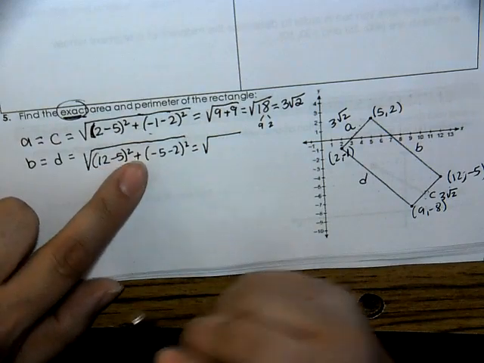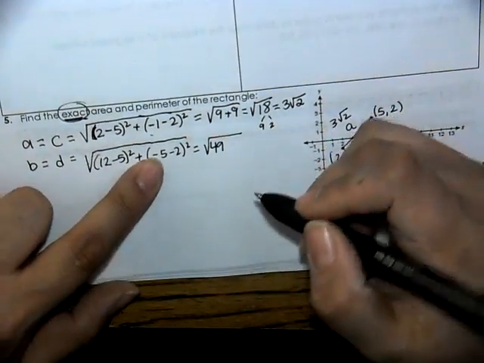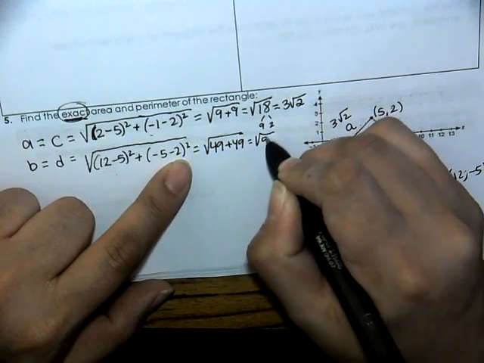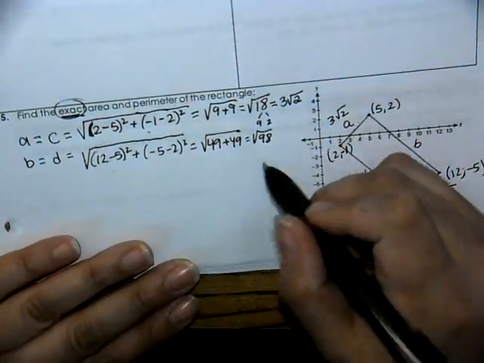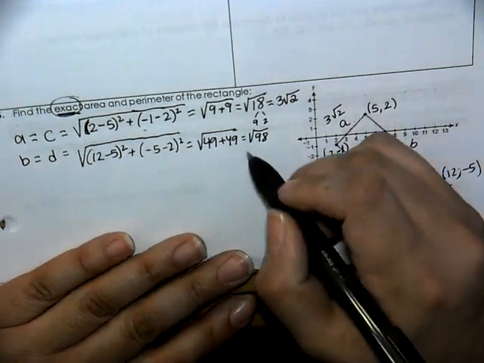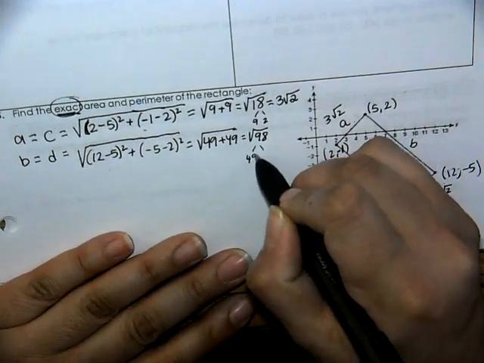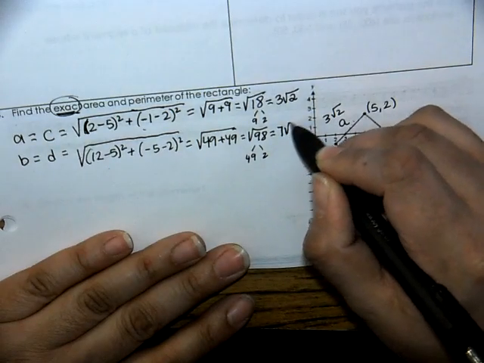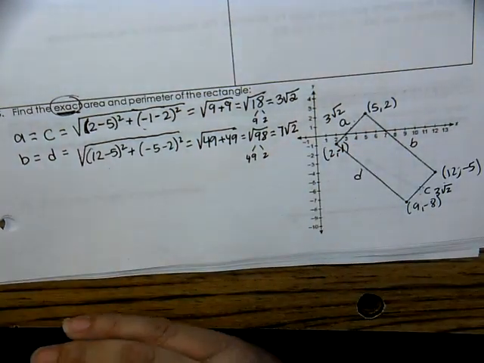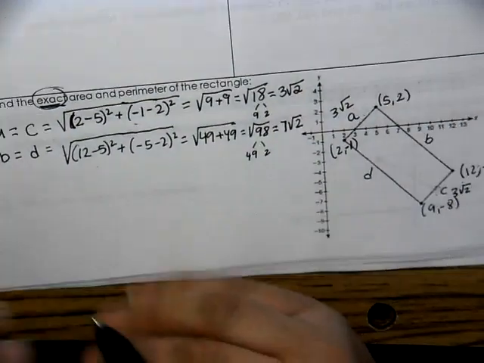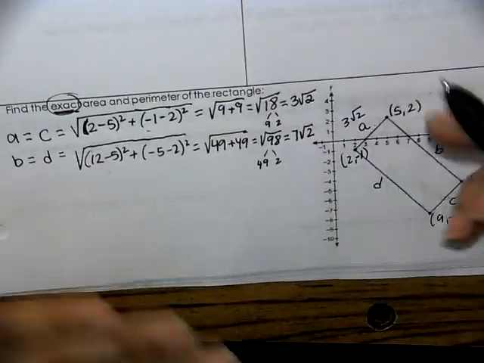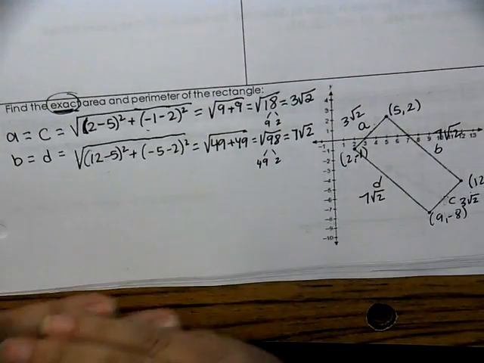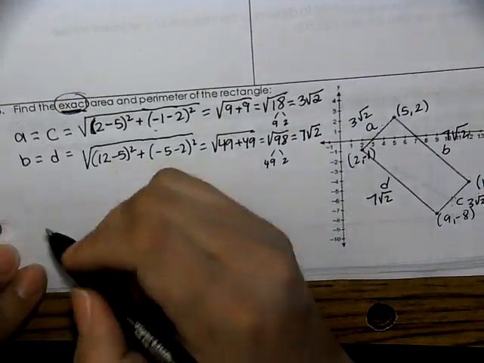So this would be 7 squared, which is 49. And then you get a negative 7 squared, which is also 49. That comes out to 98, which also can be simplified further. If you're not sure how, you can grab a calculator. It comes out to 49 and 2. So this would end up being 7 root 2. Okay, now that we have all four of our sides, right? 7 root 2 here, 7 root 2 here. We just have to find the area and the perimeter.